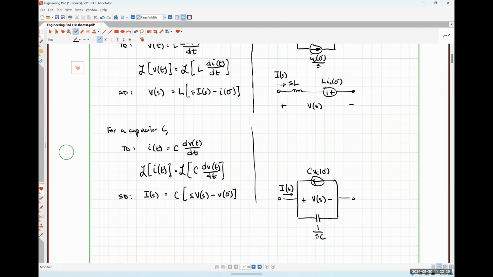Performing a source transformation on this guy gives me 1 over SC in series with a voltage source, where this is just going to be VC at 0 minus divided by S. Here is the positive polarity terminal of my voltage V of S, and then my current I of S is once again flowing into the positive polarity terminal.